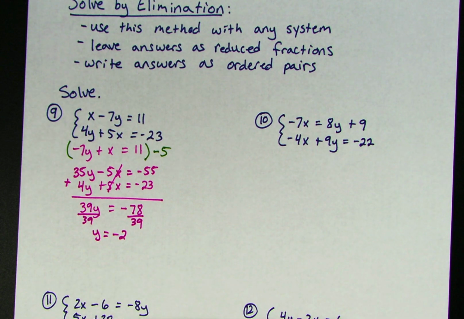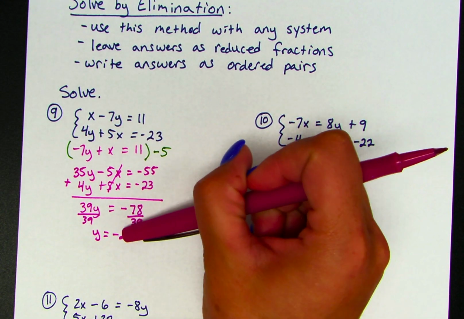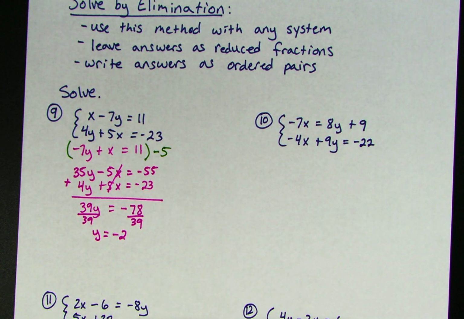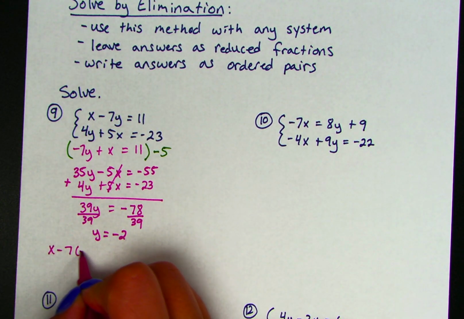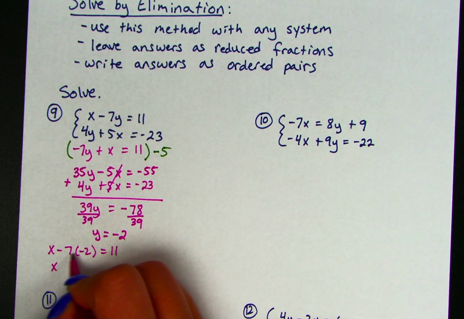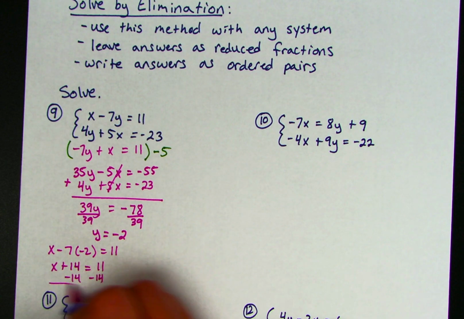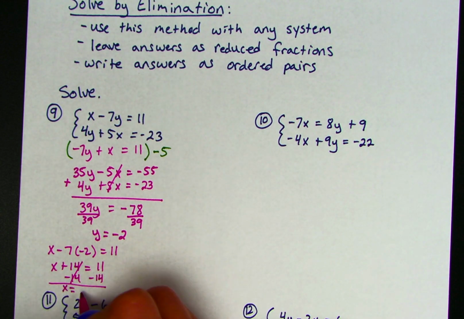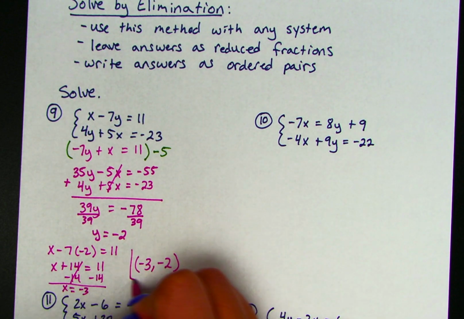Now at this point, if we wanted to, we could go back and do the elimination process for y, which would take a little bit more time. But now that we have this number, we can go back and just pick one of these equations, and we're going to substitute this number into the y spot and then solve for x. So I'm just going to use this top equation. So I will have x minus 7 times negative 2 equals 11. So that will be 14. And then I would subtract the 14 over to get the x by itself. So that means x equals negative 3. So my coordinate would be negative 3, negative 2 for this one.